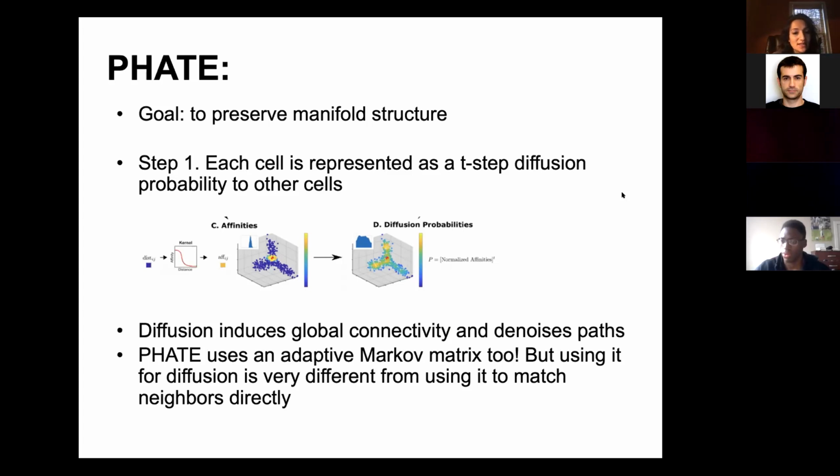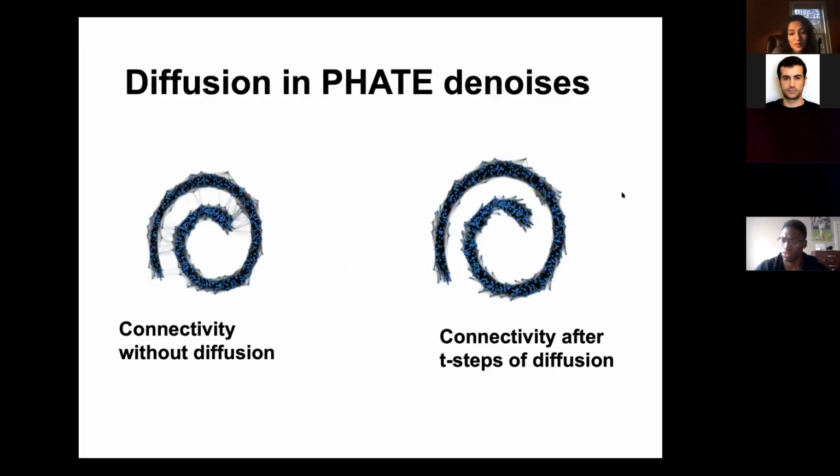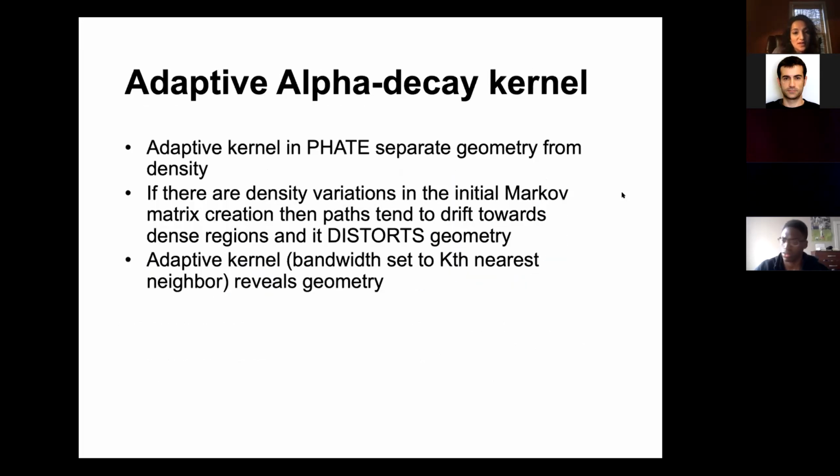And the way it does it, and so again, you have the idea that diffusion induces global connectivity, it denoises the paths, but now you re-represent each cell by its t-step diffusion probability to other cells. And now that probability distribution that's described there is taken as a representation of this cell. So you still have the denoising, and we have a special feature here called an alpha decay kernel. The alpha decay kernel uses an adaptive density. So normal diffusion maps, you can use adaptive or fixed density. This uses an adaptive density.